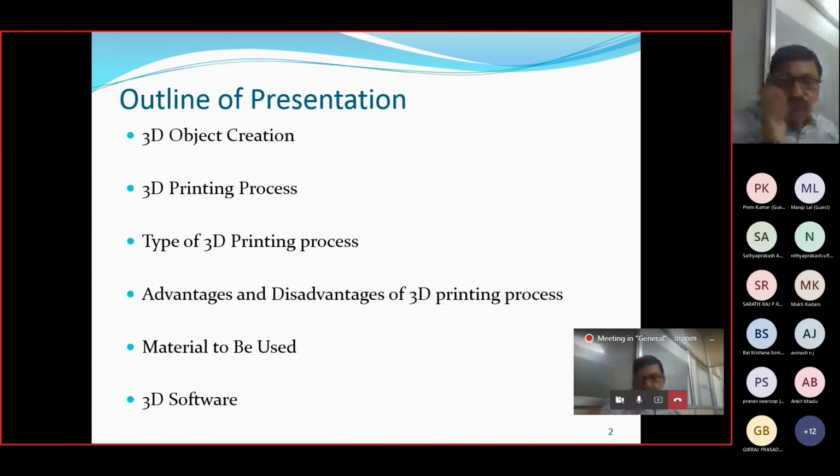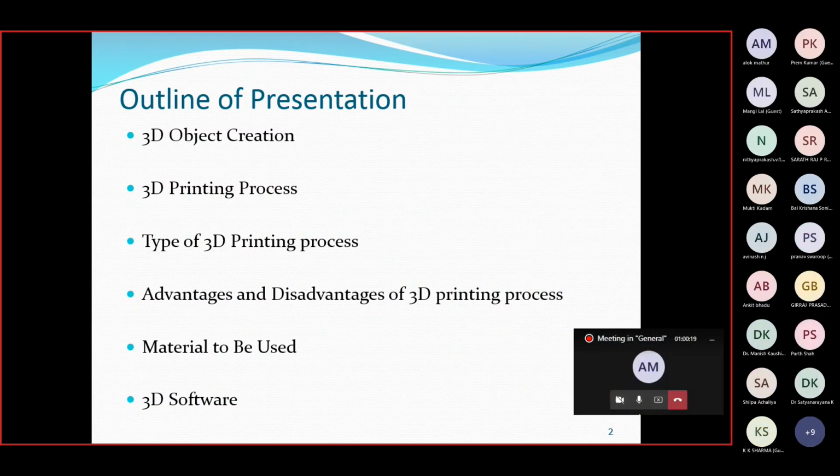In this session, the outline will be 3D object creation. Then we will study 3D printing processes, the types of 3D printing processes, how many we have. We have 7 different types of 3D printing processes, so we will learn about them. Then we will learn the advantages and disadvantages of each of them, and the materials we can use with those processes. Some of them use the same method but differ from one another just because of the material used. So we will learn about that also.